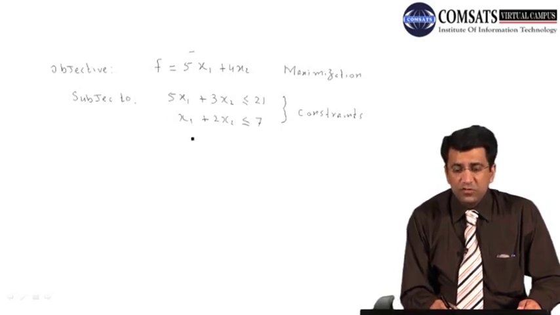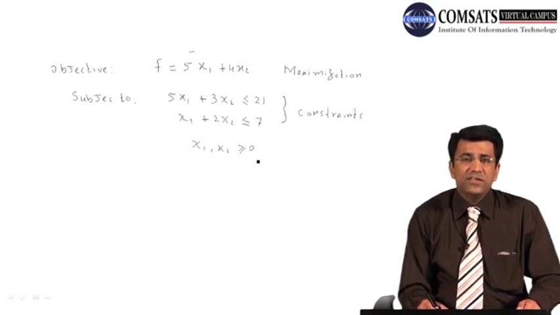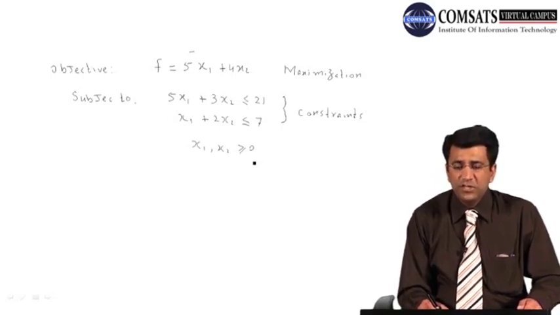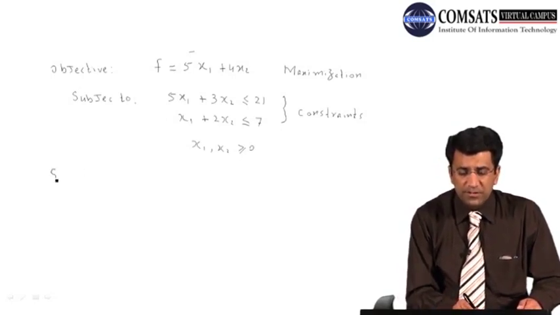There is another constraint which is usually referred to as the non-negative constraints, and we have already discussed non-negative constraints in linear programming in the graphical method. x1, x2 is greater than 0. So these are the non-negative constraints. So class, this is our problem, and now we want to solve this problem by the simplex method.